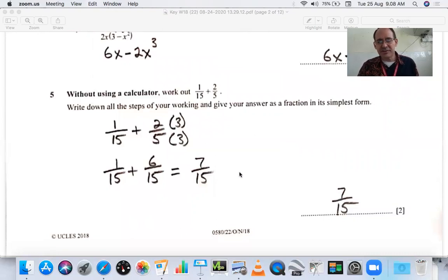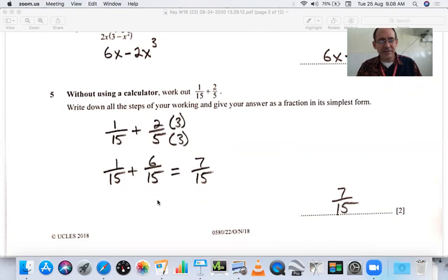And then we have fractions, adding and subtracting fractions without your calculator. And this is just common denominator. So common denominator between 15 and 5 is 15. This 15 is already there. Doesn't need to do anything with that. And here we have a 5, so it needs multiplied by 3. Whatever you do to the bottom, you do to the top. And so you end up with 6/15.